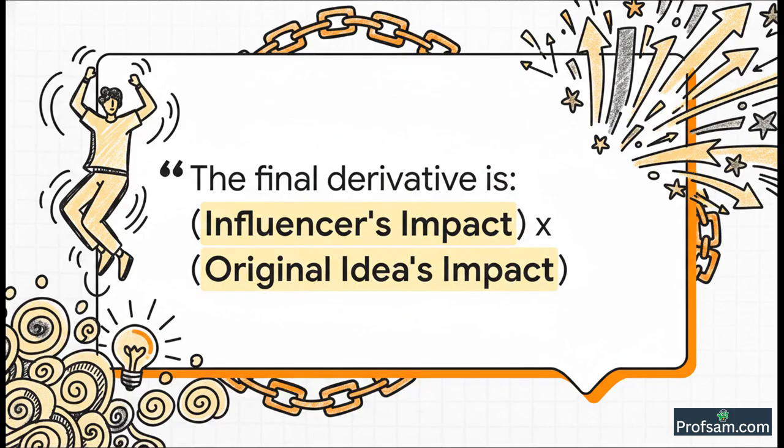Let's think about it like a viral social media trend. You've got the original idea, the dance move. That's your inner function. Then a huge influencer comes along and does the dance. That's the outer function. They're the one who makes it go viral. The final impact, how fast the trend spreads, depends on both, right? It's the influencer's impact multiplied by the original idea's impact. The chain rule in calculus works in exactly the same way.